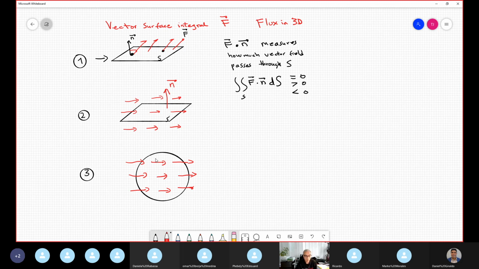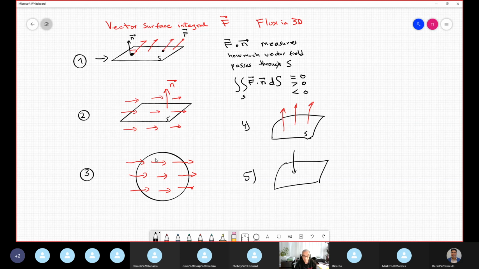We have another, number 4. Suppose it's one surface like that, and the vector field is like that. And suppose number 5, one more. The same kind of surface, but in this case, the vector field is like that. Well, let me use the vector field and record.